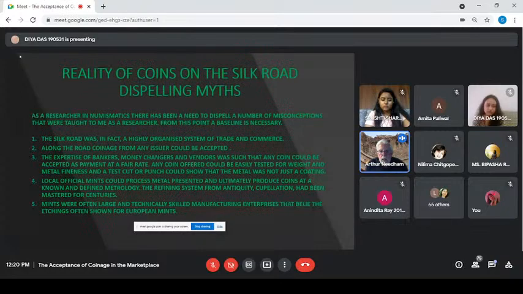The expertise of bankers, money changers, and vendors was such that any coin could be accepted as payment at a fair rate. Any coin offered could be easily tested for weight and metal fineness, and a test cut or punch could show that the metal was not just a coating. Now, the emphasis here is any coin could be accepted as payment at a fair rate.